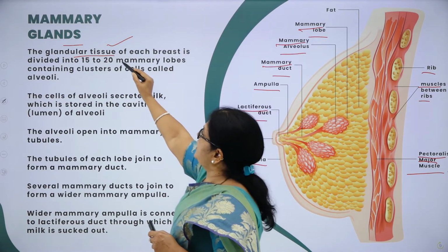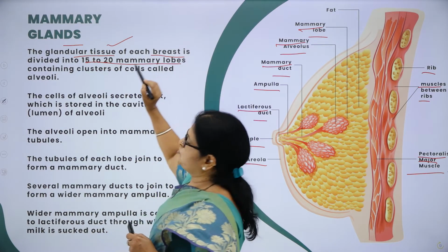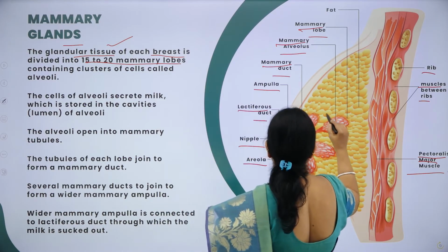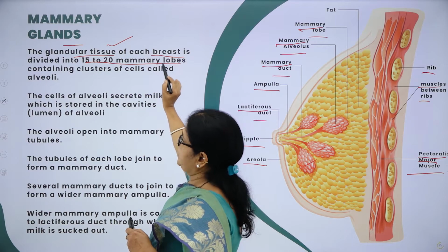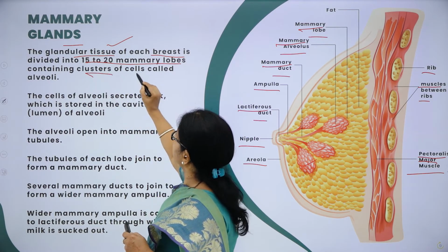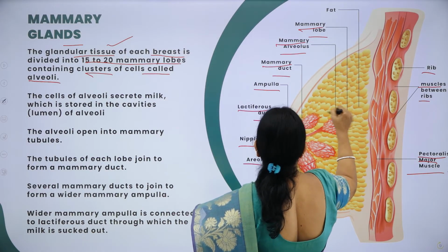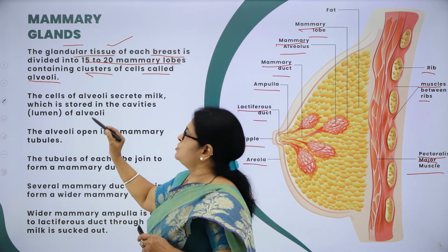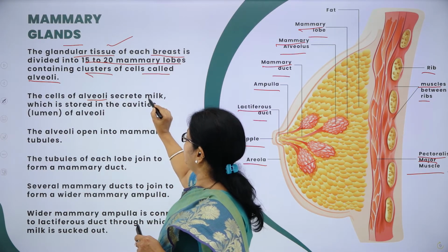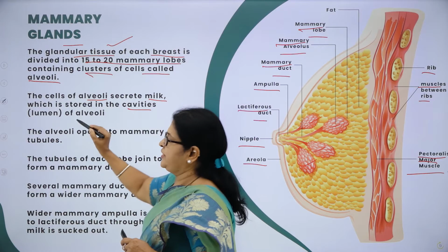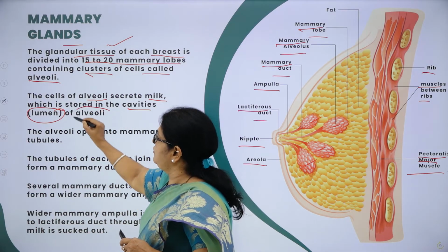It is a glandular tissue of each breast and is divided into how many lobes? 15 to 20 mammary lobes. Here you can see it is divided into 15 to 20 mammary lobes containing what? Clusters of cells called alveoli. Here you can see the alveoli. They are very, very important. So what is the role played by alveoli? The cells of alveoli secrete milk which is stored in the cavity, and what do you call that cavity? Lumen of alveoli.